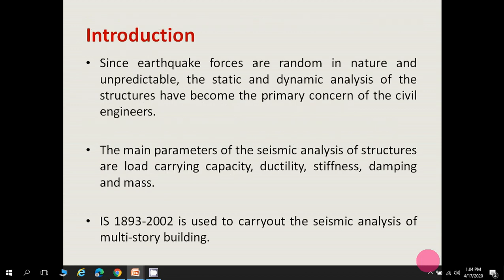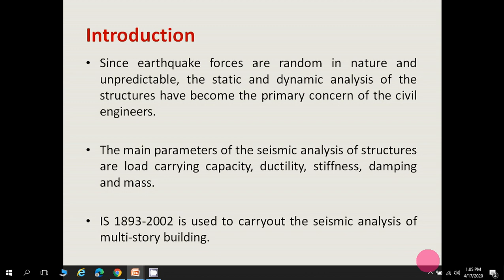Since earthquake forces are random in nature and unpredictable, the static and dynamic analysis of structures have become the primary concern of the civil engineer. So when earthquake forces or earthquake load act on a building structure, they are random in nature and unpredictable. So as a civil engineer, the primary concern to design such a structure is that a static or dynamic analysis has to be performed before going for the design of a structure.